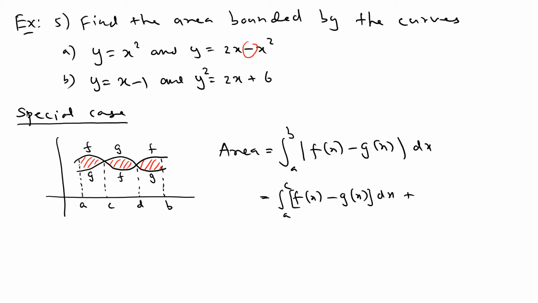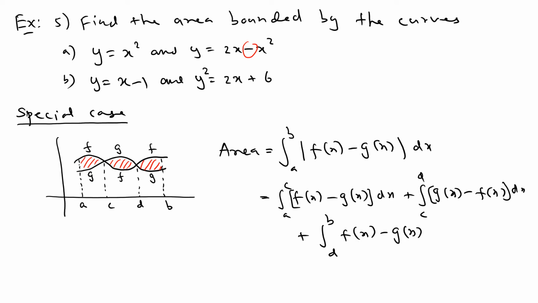And then plus the next one from c to d. The top curve is g(x) minus the bottom curve f(x), plus d to b. The top curve is f(x) minus the bottom curve g(x). So that's what I have. Okay, so you have to split the integral and then you can integrate.